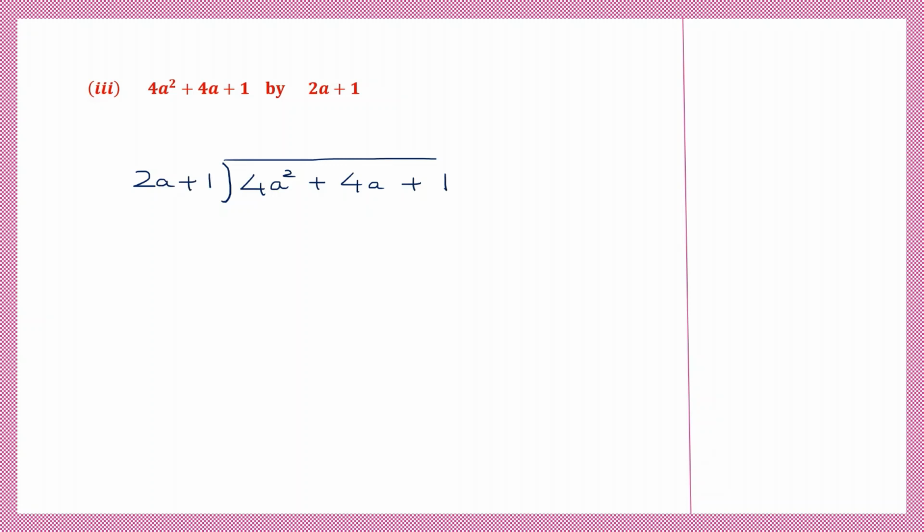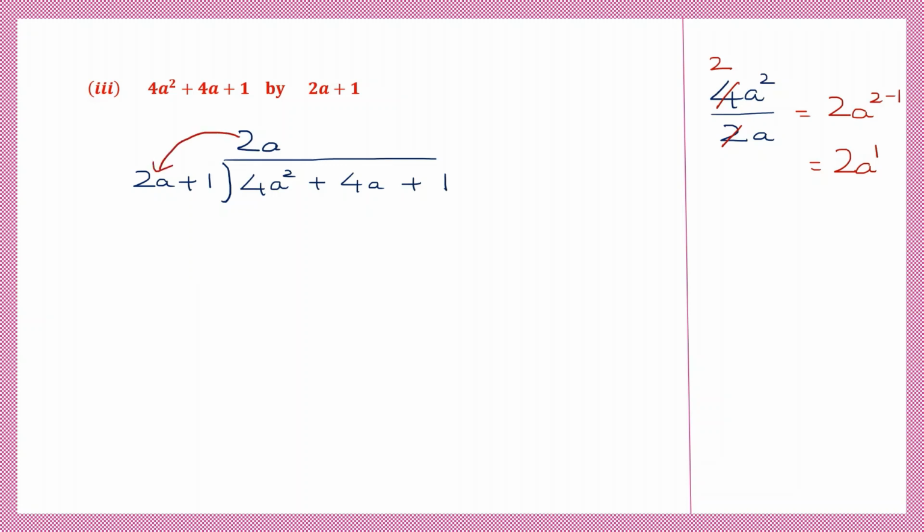Second step, take the first term of the dividend and divide it by the first term of the divisor. So let's do that. 4a square divided by 2a. Now I can cancel 2 and 4. 2 2s are 4. So I've got my number as 2 and a to the power of 2 minus 1. So this is 2a to the power of 1 or simply 2a. So I can write that down there. 2a. Next step is multiply with the divisor.